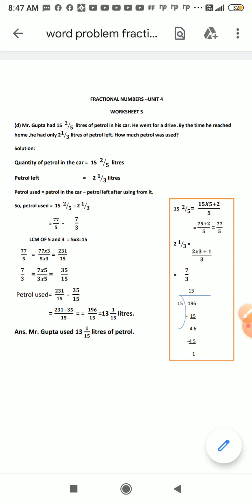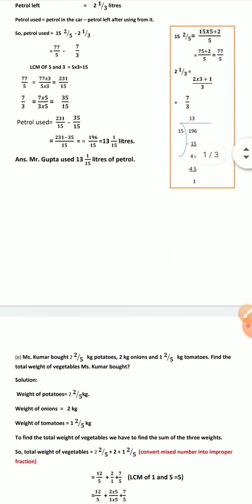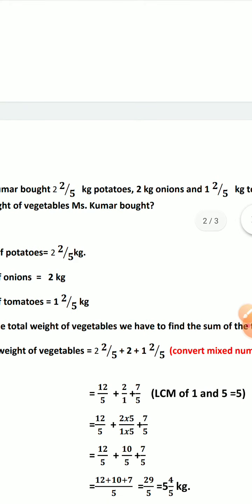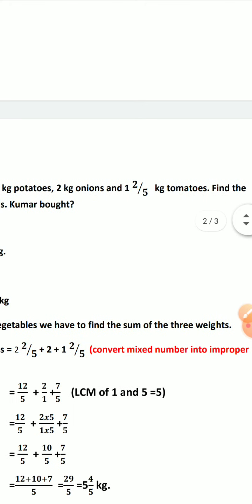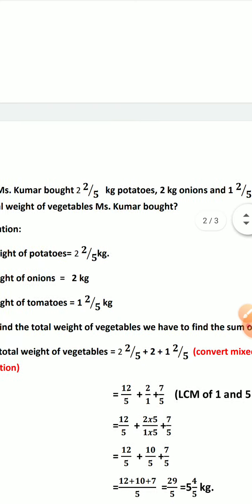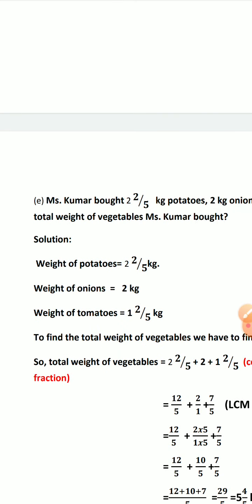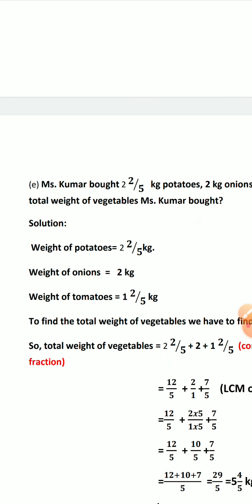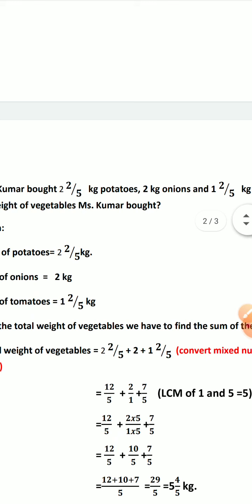So now come to the next question, number E. Question number E is, Mrs. Kumar bought 2/5 kg potatoes, 2 kg onions and 2/5 kg tomatoes from the market. So find the total weight of vegetables Mrs. Kumar bought. Now it is very easy, very simple. The weight of potatoes, onions and tomatoes you have to add to get the total weight of vegetables. So write down, to find the total weight of vegetables we have to find the sum of 2/5 kg potatoes, 2 kg onions and 2/5 kg tomatoes.